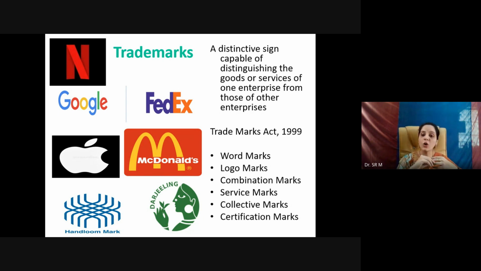It indicates the origin or the material or the mode of manufacture. Say we have a handloom mark here. What does it show? It is a special mark on the textiles, as we all know. It shows that the textiles were made using the traditional handloom methods. And it also certifies the product's authenticity, and that the product meets the quality standards, right?